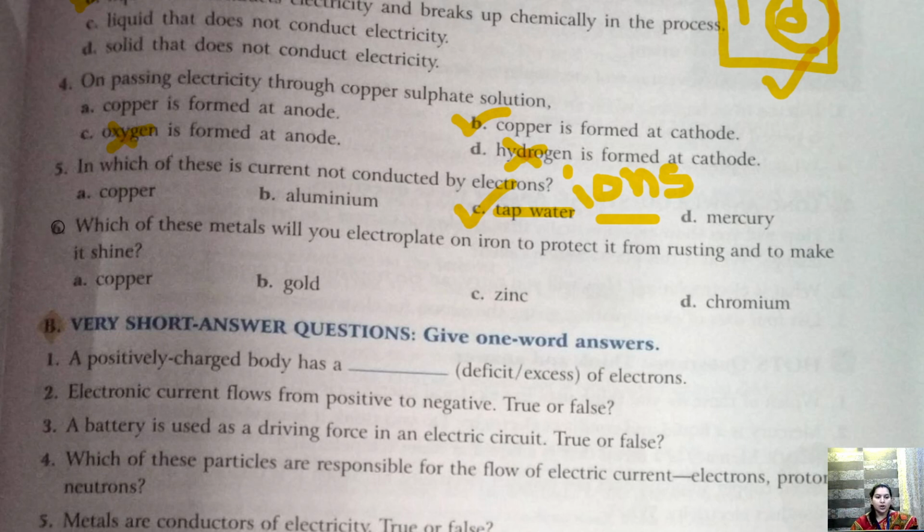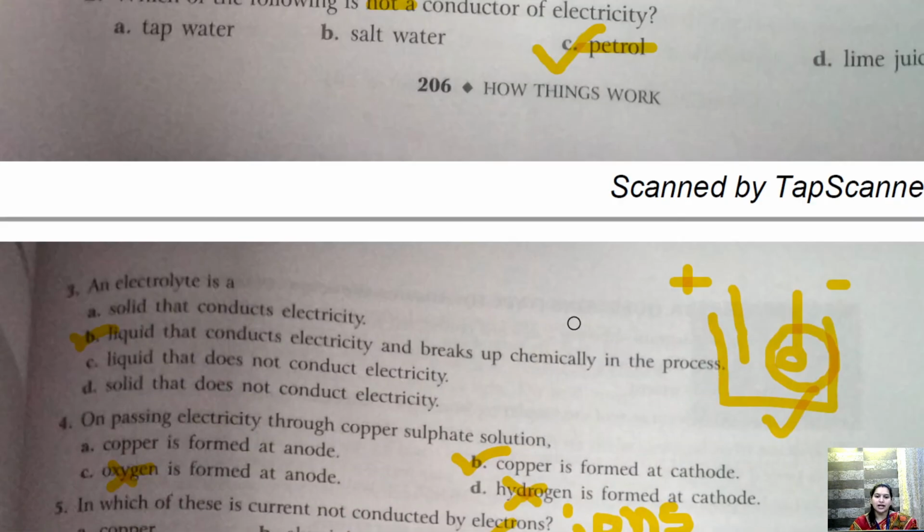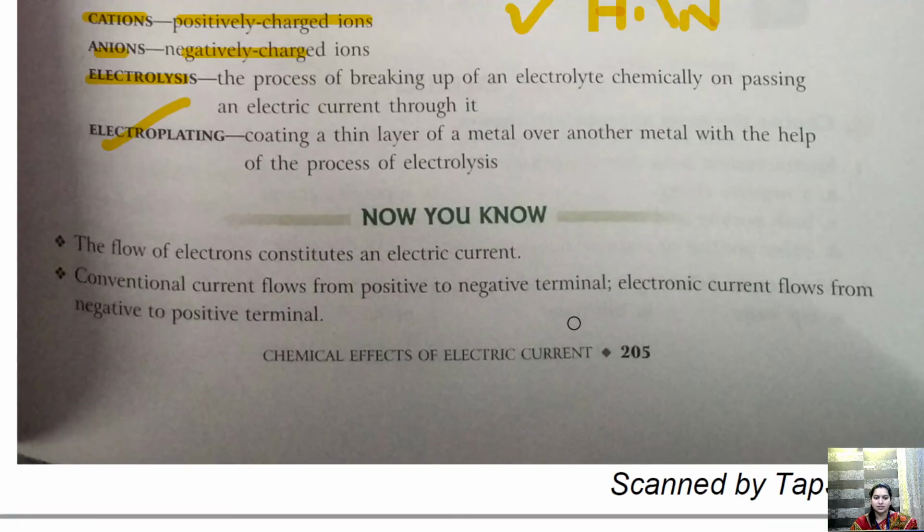Okay, now sixth, which of these metals will you electroplate on iron to protect it from rusting and to make it shine? So copper itself is not shiny. Gold plating cannot be done on iron. Zinc is not shiny, but chromium is having a luster. Chromium is having a luster and it can also protect from rusting, because it does not corrode easily. So children, that was about the exercise that we have discussed.